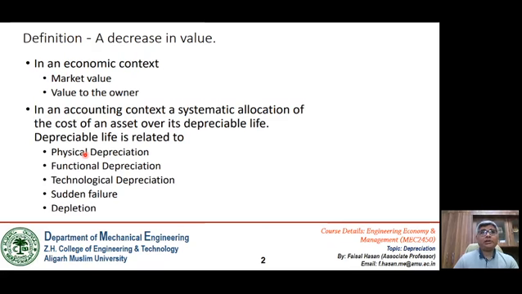Now, as far as the phenomenon of depreciation is concerned, we may have a physical depreciation, for example, because of wear and tear. We may have a functional depreciation. Functional depreciation means, let's say for example, the brake of a vehicle. It is still working, but the quality of braking is not that advanced. That is what we call functional depreciation. Technological depreciation, like we have taken the example of LED versus CRT. CRTs nowadays are obsolete, so that depreciation is because of technological depreciation. We may have sudden failure also, and in some cases we may have depletion also.